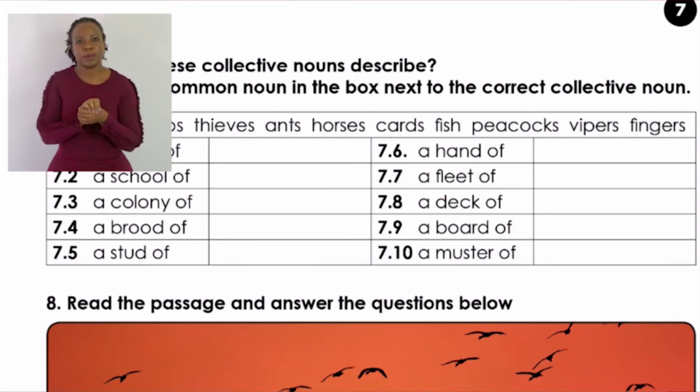A gang of dash, a school of dash, a colony of dash, a brood of dash, a stud of dash, a hen of dash, a fleet of dash, a board of dash, a master of dash. Right. A gang of thieves. You do the rest.